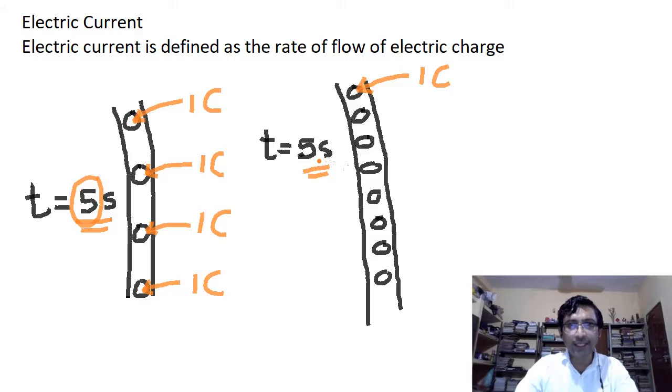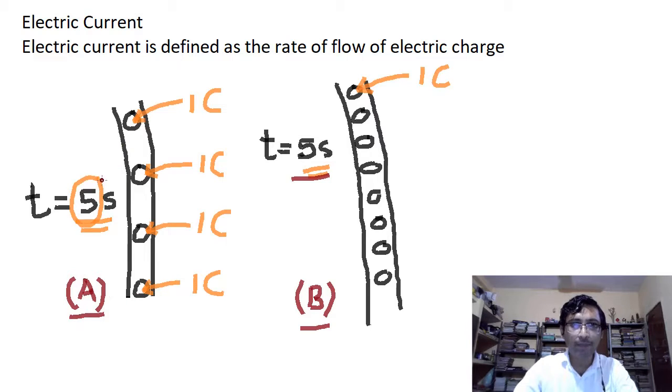So we say that the electric current flowing through the second wire, let us name the second wire B, and let us name the first wire A, is more than the electric current flowing through the first wire, because the number of charges flowing through the second wire, that is wire B, per unit time, that is per second, is greater than the number of charges flowing through wire A in 1 second.